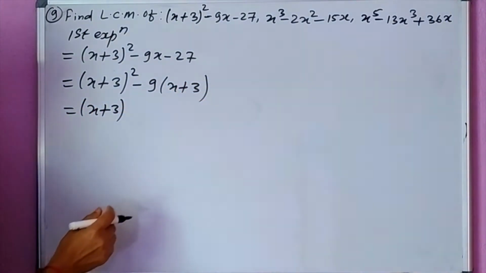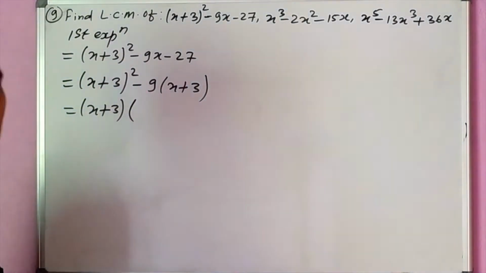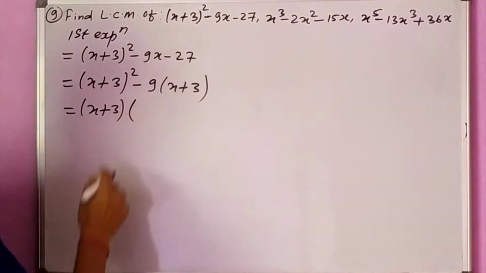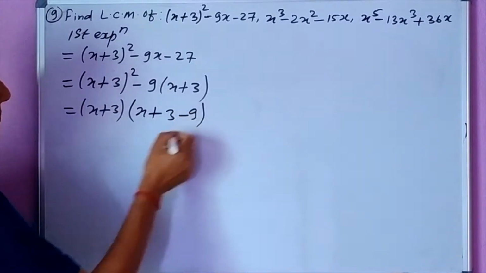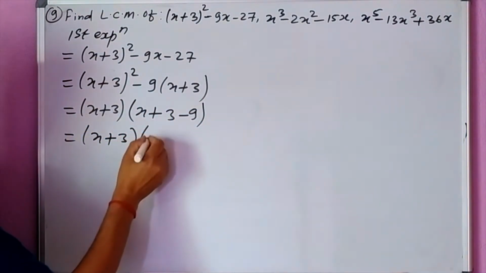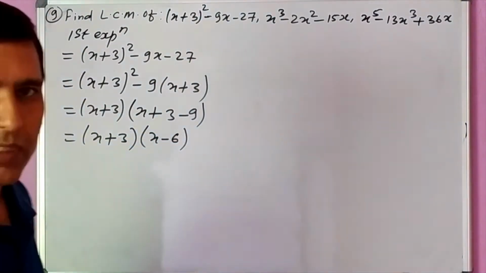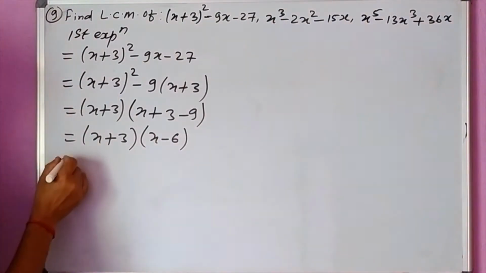So after taking x + 3, what will be remaining? Out of (x + 3)², if one x + 3 is taken common, one x + 3 will be remaining there, x + 3 and −9 here. So x + 3 and it is x − 6. These are the factors of the first expression. We got it very easily. Now the second expression.